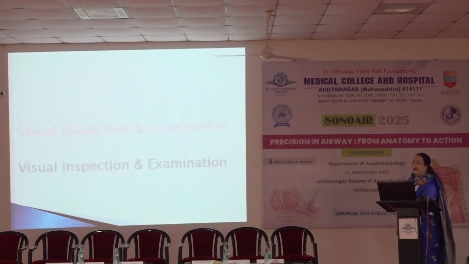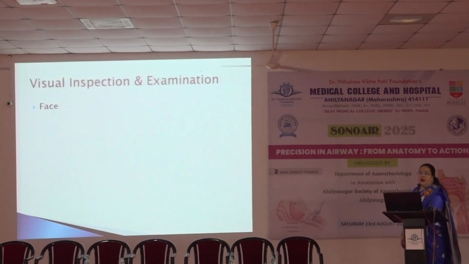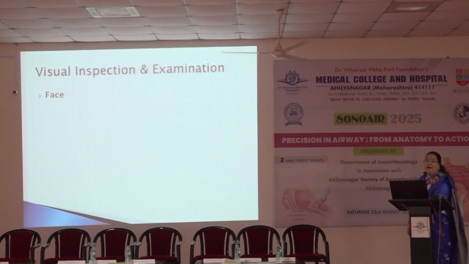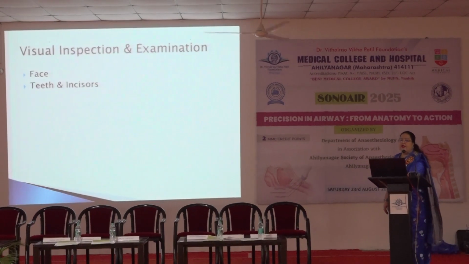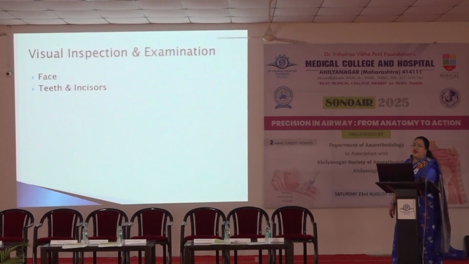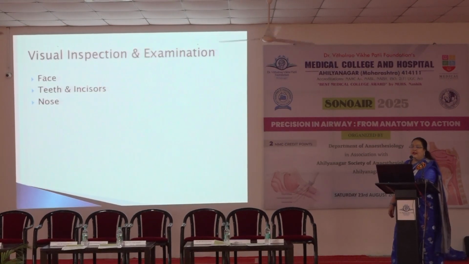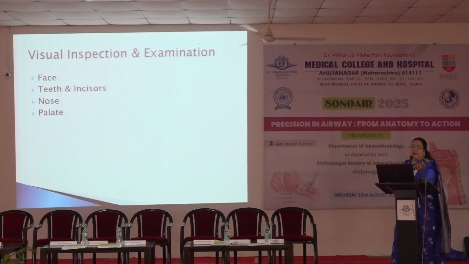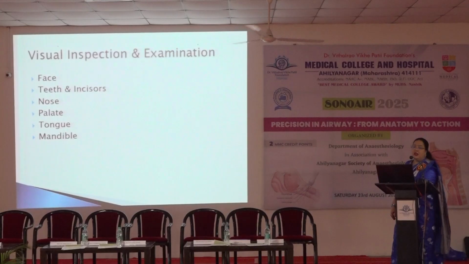So coming to visual inspection and examination, first we will look at the face for any abnormality like microstomia, macrostomia, etc. We will be looking at the teeth and incisors. We should see whether they have any artificial dentures or loose teeth, etc. We should see for the nasal patency, and look at the palate and tongue. Many times there is macroglossia which can lead to difficult intubation.